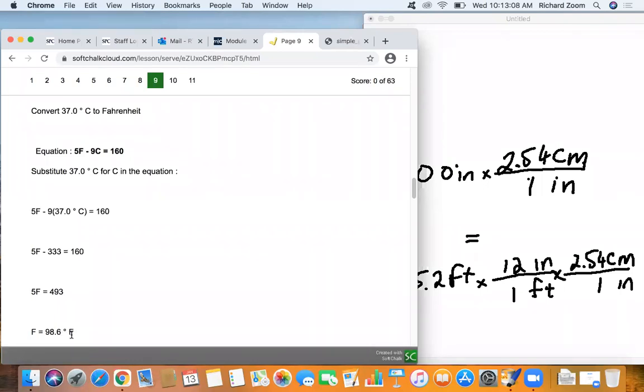Now, I know what some of you might be saying. You're saying, didn't I just say this is all addition, subtraction? And yet I see this 5F minus 9C. That looks like multiplication to me. Well, it turns out that the 5 and the 9 are actually exact numbers. So what that means is that 5F is really F added to itself 5 times. So it's really F plus F plus F plus F plus F. That's 5F. So it's really all addition, subtraction because the 5 and the 9 are exact numbers.